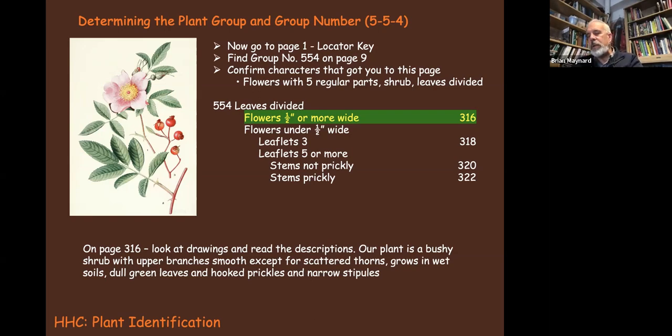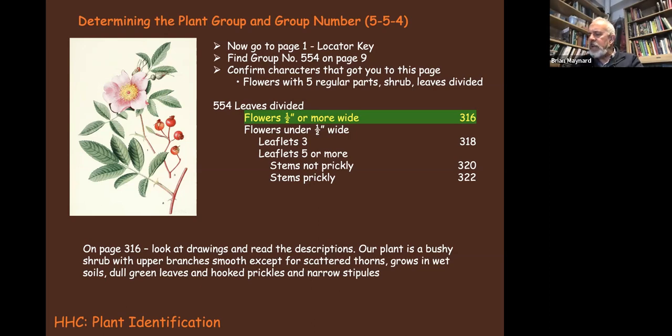So if you combine looking at the pictures with reading the descriptions, you'll see that if you go partway down the page, it says bushy shrubs without long arching flowering stems. Those would be the brambles. And then upper branches smooth except for scattered thorns. And then looking at the choices below those, which are swamp rose, pasture rose, Virginia rose, and smooth rose, if you read the descriptions, you'll see only one of these grows in wet soils. And it does mention that the leaflets are dull green and that the prickles are stout and usually hooked.